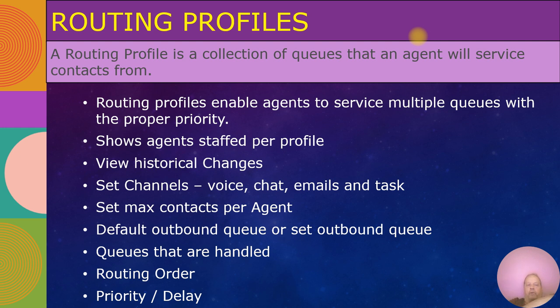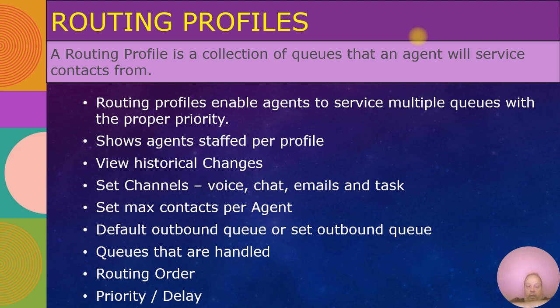So remember, the customer has this flow that says press one for sales, press two for technical support. If that user presses two for technical support, it will go to a queue, and the routing profile associated with that queue will be technical people. Technical agents will have this profile, and that profile would listen on the queue. So routing profiles enable agents to service multiple queues with the proper priority. We'll talk about that in a minute.